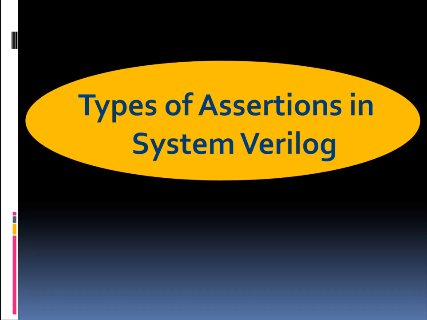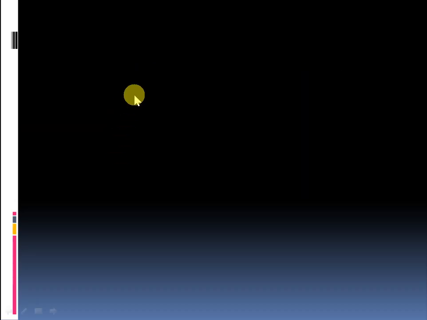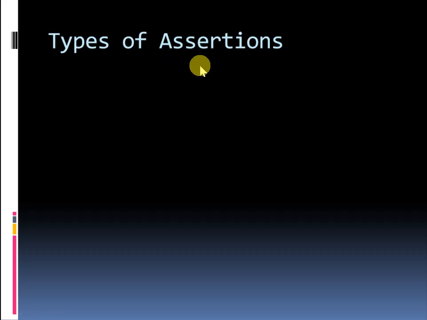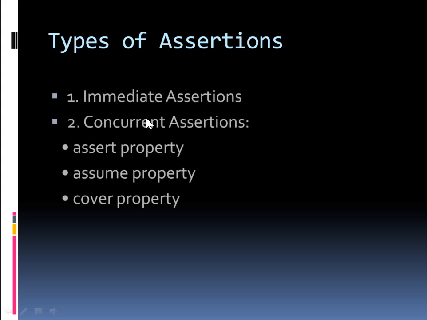In today's video, we are going to understand a very important topic in SystemVerilog verification: types of assertions in SystemVerilog. SystemVerilog has two main types of assertions: immediate assertions and concurrent assertions. Within concurrent assertions, we have assert property, assume property, and cover property. Now let's go deep into each one.